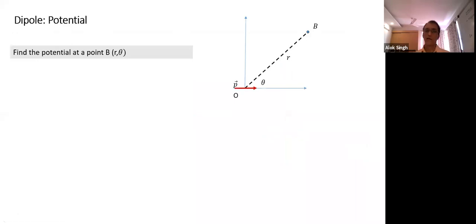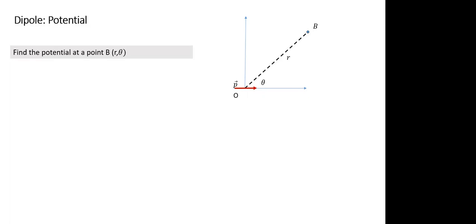Similar way, can we find the potential at point B? The way we found the field, can we find the potential at point B? We know the potential on the axis of the dipole. We know the potential on the equatorial axis. Potential on the equatorial axis is 0. Can we find the potential at a general point B in terms of r and theta, r being the distance from the center of the dipole, theta the angle it makes with the dipole vector? Can we find the potential?